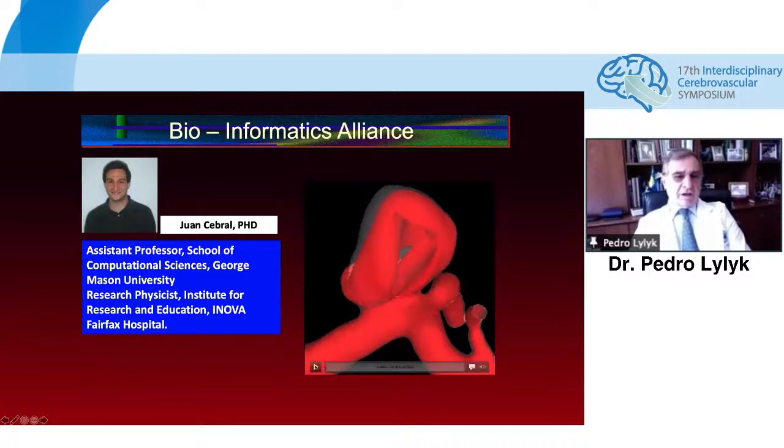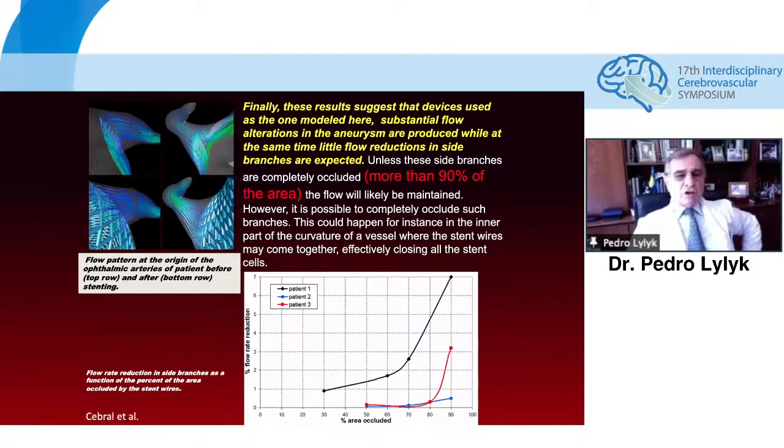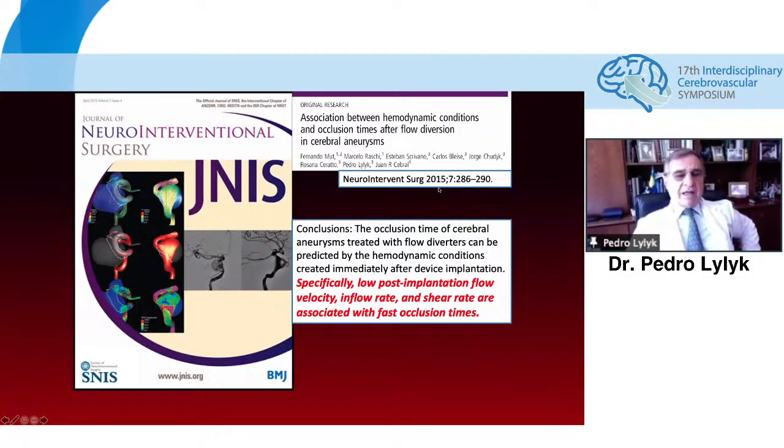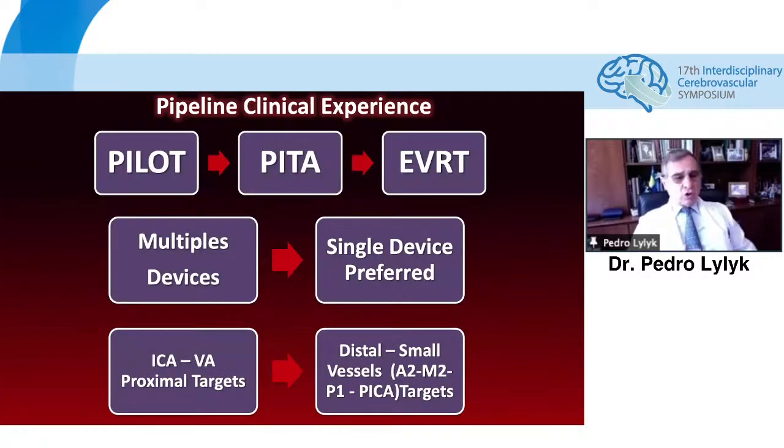And the other important help we got was from our friends in CFD. I have the pleasure and privilege to work with our friend Juan Cebral, and we really learned a lot from him, not only on the issue of what will happen with the jailed artery, but also whether we can predict what will happen with the occlusion times, which was also an interesting question to answer. And more recently, can we predict which one is going to rupture or not? So we really appreciate very much the work with Juan during those years.